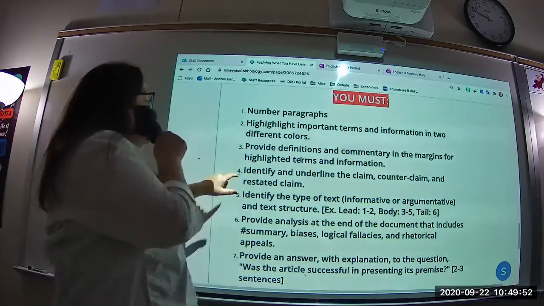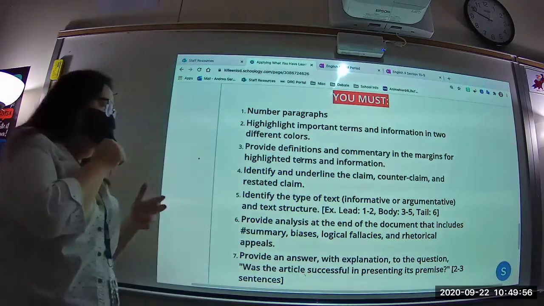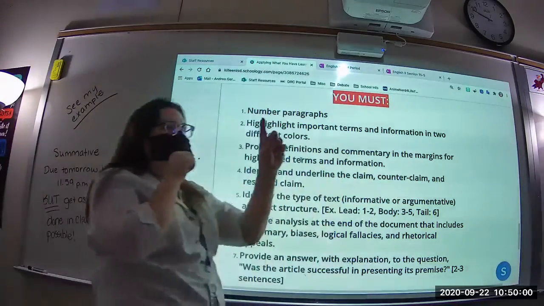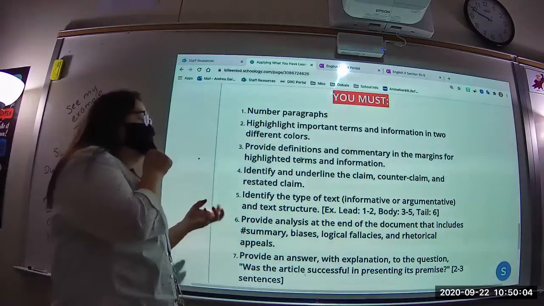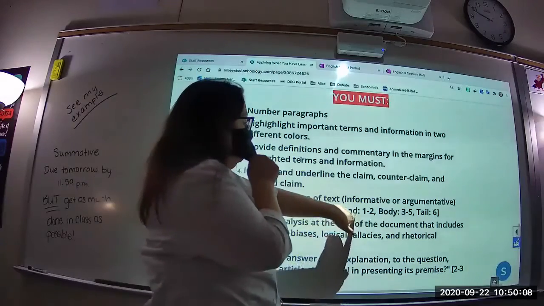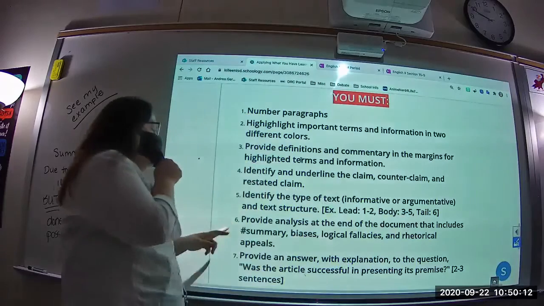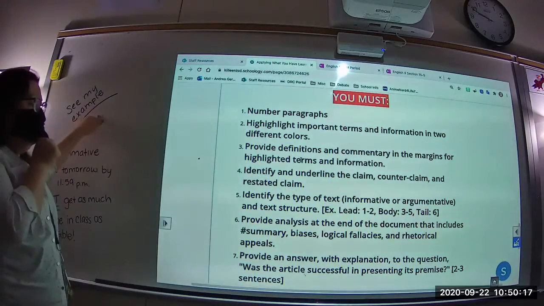You do need to identify and underline the claim, the counterclaim, and the restated claim. And remember, sometimes the claim and the counterclaim can be in one sentence. Identify the type of text, whether it's just informative or argumentative, and the text structure. That's why you numbered them, because you're going to tell me lead 1 through 2, body 3 through 5, tail 6. Provide analysis at the end of the document. You need to look at my example to see how I set that up.